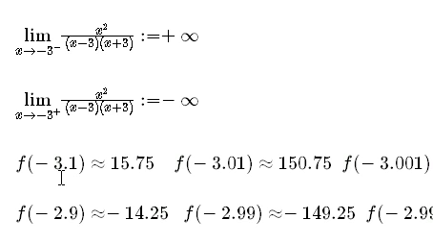So that means I'm going to go negative 3.1, and it's approximately 15.75. So since this is a positive number, it's a good indication it's going to positive infinity. But let's get a little closer to negative 3 coming in from the right. So we do negative 3.01, and it's approximately 150.75. I just rounded to 2 decimal places. I thought that was sufficient.